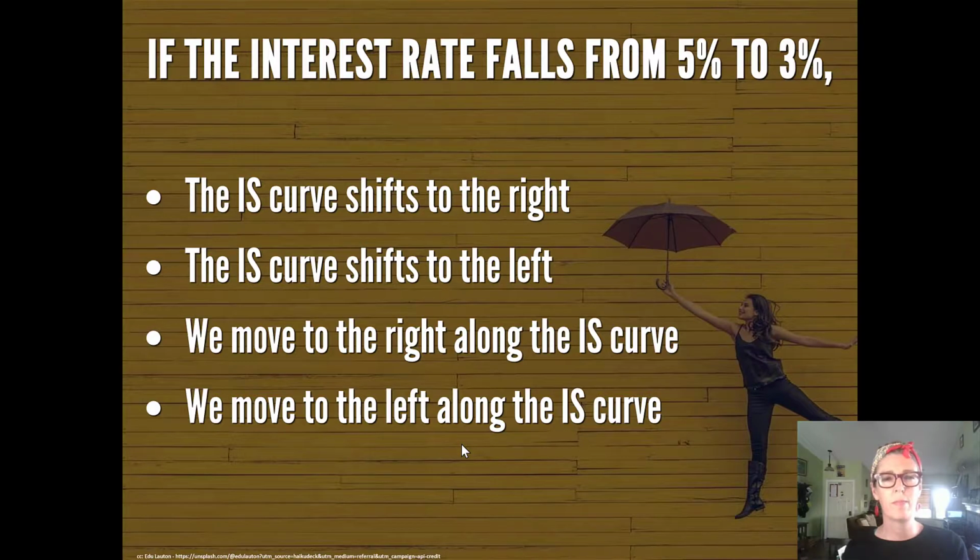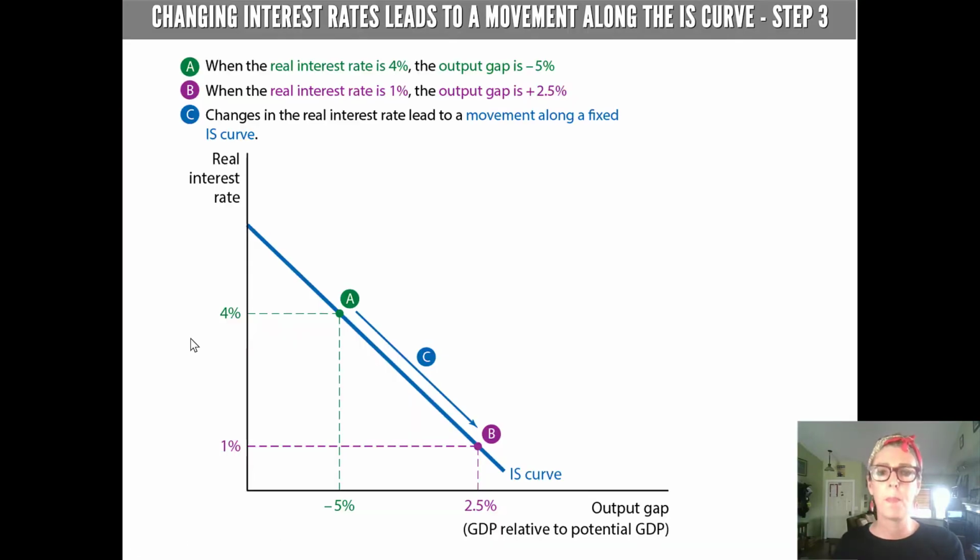Quick gut check question. If the interest rate falls from 5 to 3%, what do you think? Will the IS curve shift to the right, to the left? Will we move along the IS curve to the right or along the IS curve to the left? Would you like the Jeopardy music? That was bad. So we move to the right along the IS curve, just like we saw right there.